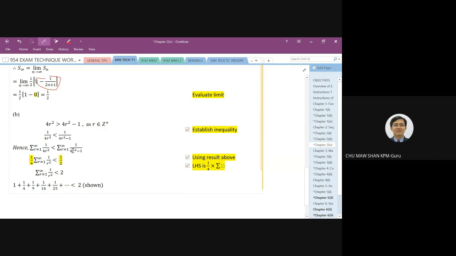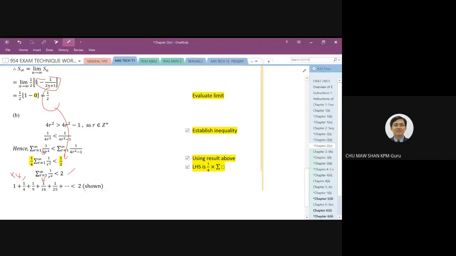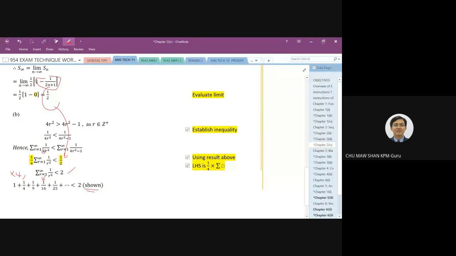All right, here we do a little bit of manipulation. For this part, we already obtained half. Take it from above, the half. For this one, you take out its 4. You take out 1/4. Then later on you multiply by 4. You get 2 here. So this means 1 plus 1/4 plus 1/9 and so on, which is less than 2. Shown. Write shown.